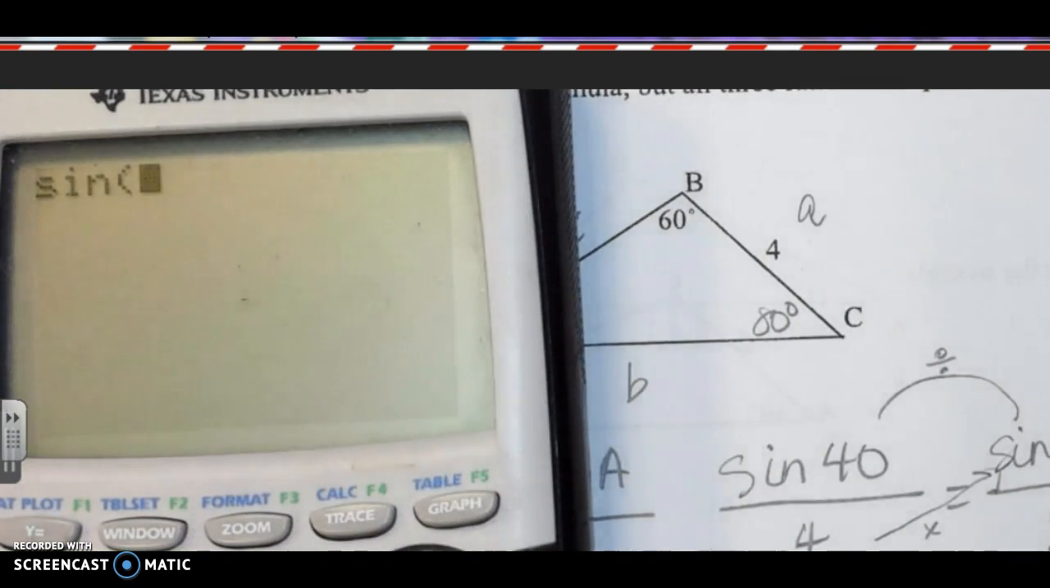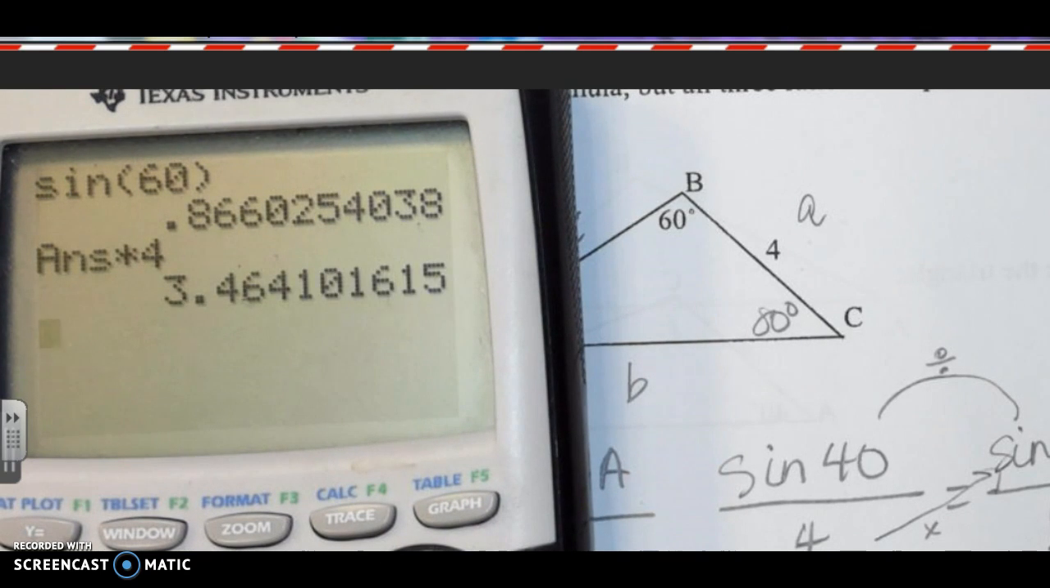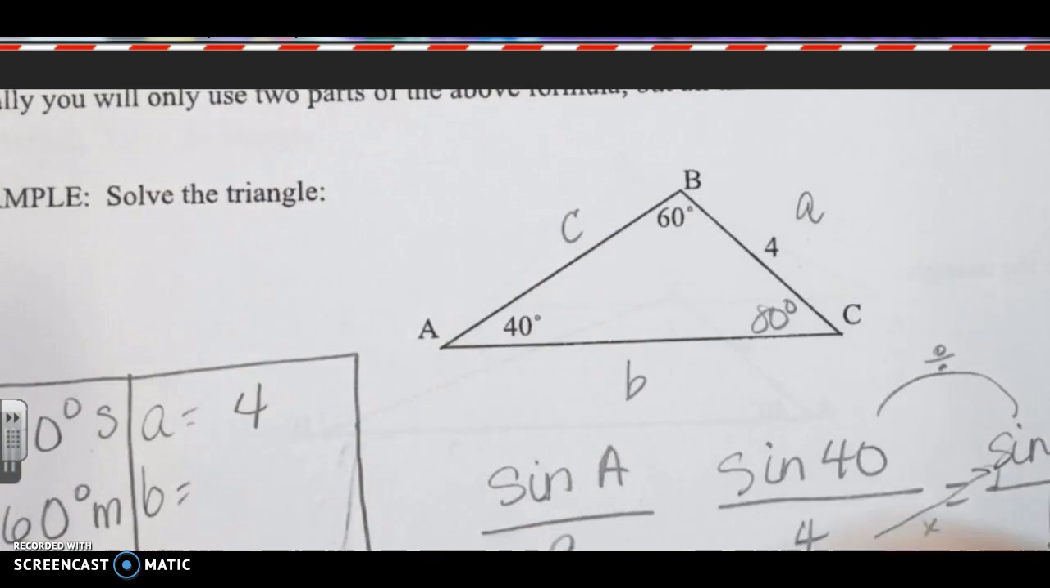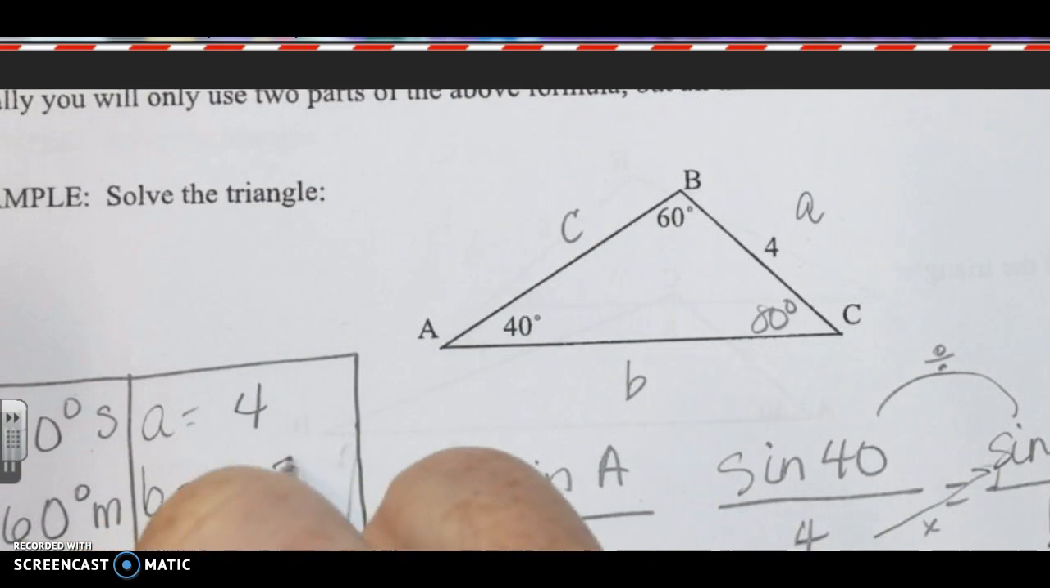So you're going to do sine of 60 times 4, and then I divide it. I put parentheses in before the denominator just to double check everything. Sine of 40, and you can round off to hundredths, so that'd be 5.39-ish. Okay, so that'll be our measurement for B, 5.39.